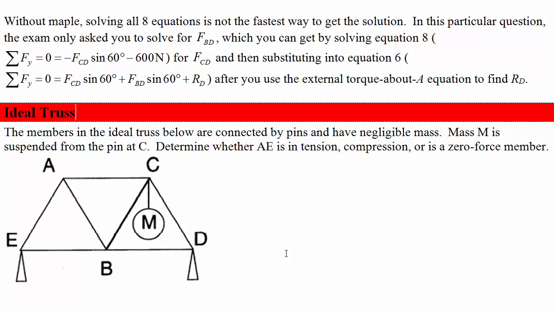Now this is a question from a Physics 1 DO3 exam, which is just a multiple choice question. So we're not going to want to spend the time to solve the entire truss to answer it. The members in the ideal truss below are connected by pins and have negligible mass. That's what tells you it's a truss. Mass M is suspended from the pin at C. That's okay, still a truss because it's just applied at the pin. Determine whether AE, this member here, is in tension, compression, or is a 0 force member.